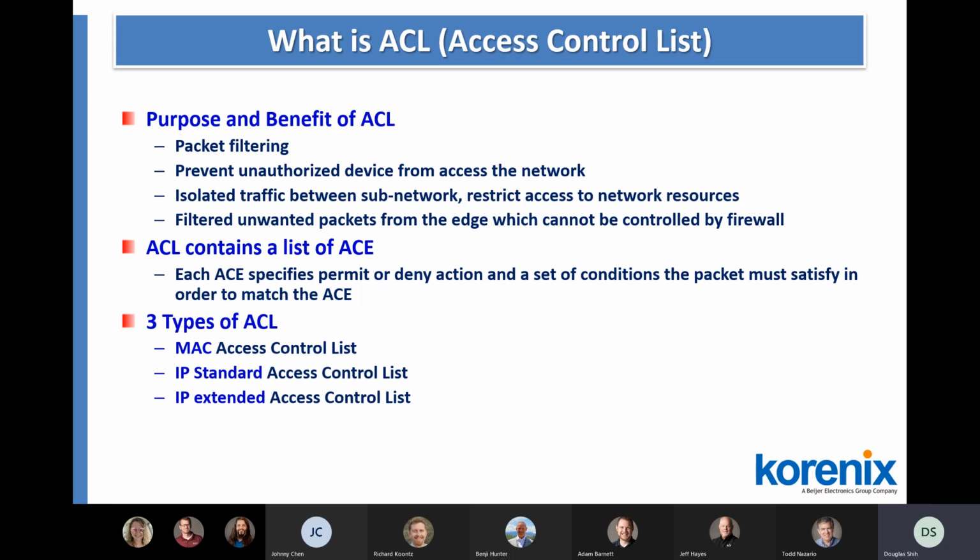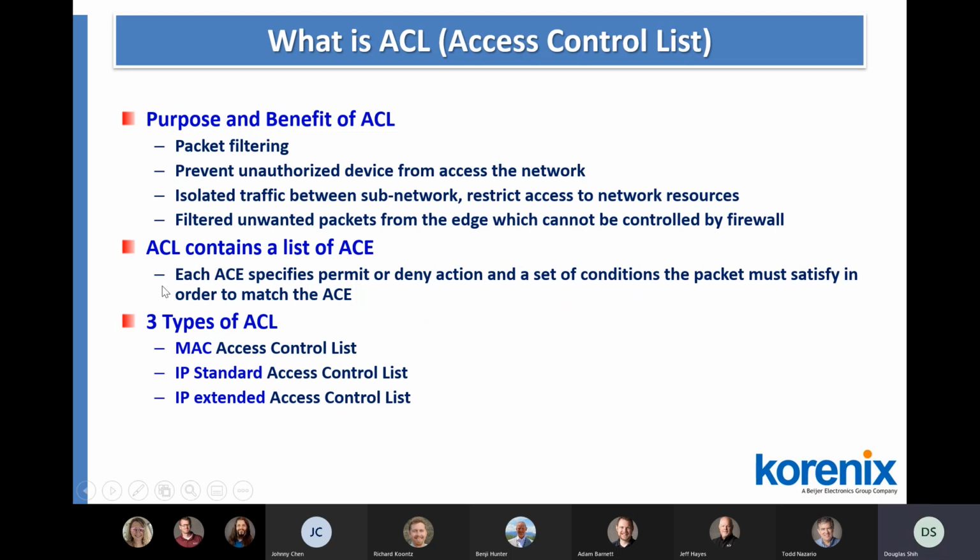The full name of that is Access Control List. For the purpose and benefit of the ACL, first, we can use it to do packet filtering and then prevent unauthorized devices from accessing the network. Also, we can use it to isolate the traffic between different subnetworks and restrict access to network resources. And we can use it to filter unwanted packets from the edge, which cannot be controlled by a firewall.